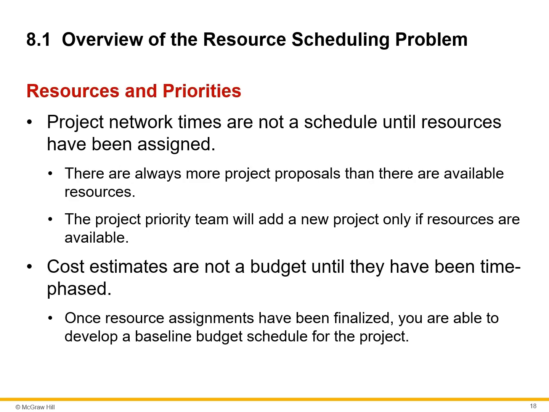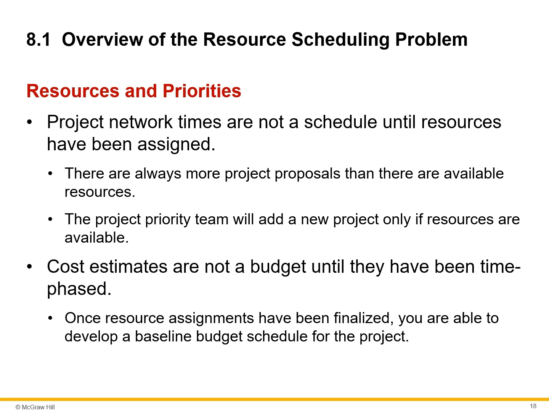So now we move into the resource scheduling scope. Resource and the priorities. Project network times are not scheduled until resources have been assigned. There are always more project proposals than there are resources. The project priority team will add a new project only if resources are available. And cost estimates are very important as well.